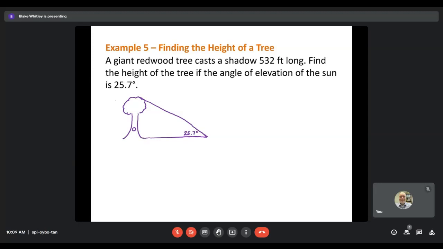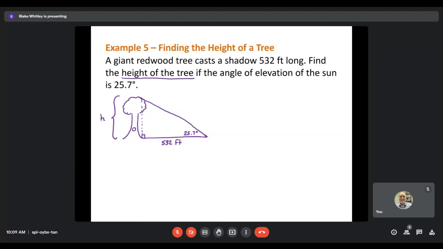And we're going to assume here that the tree is upright, so it forms a 90-degree angle with the ground. And so basically we have a right triangle that looks like this. Now, the shadow itself, they tell us, is 532 feet long. And again, the shadow is along the ground, so that's going to be 532 feet. And what we're asked to find is the height of the tree. So I need to know how tall is the tree over here now.